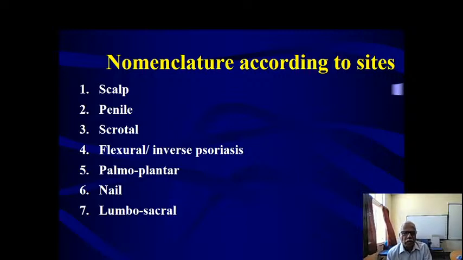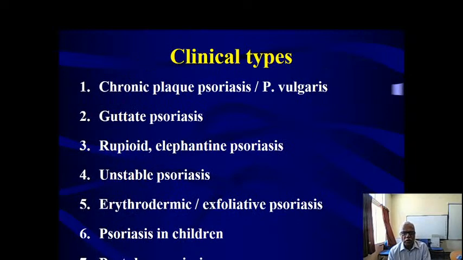You say tinea corporis, which is present on the body. Tinea capitis is present on the scalp. And tinea present on the nails, we say tinea unguium. It is present on the palms and soles also, we say tinea pedis, tinea manuum. So like that.